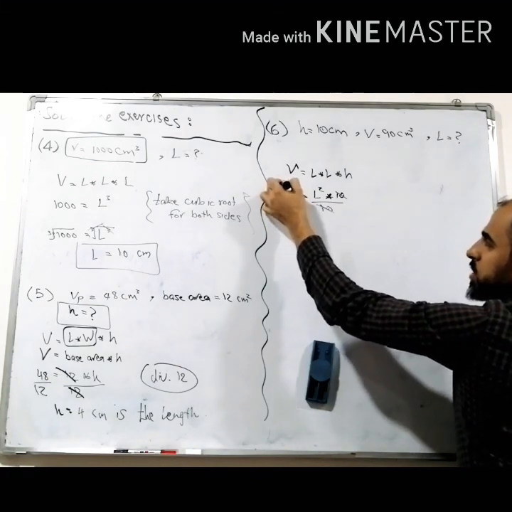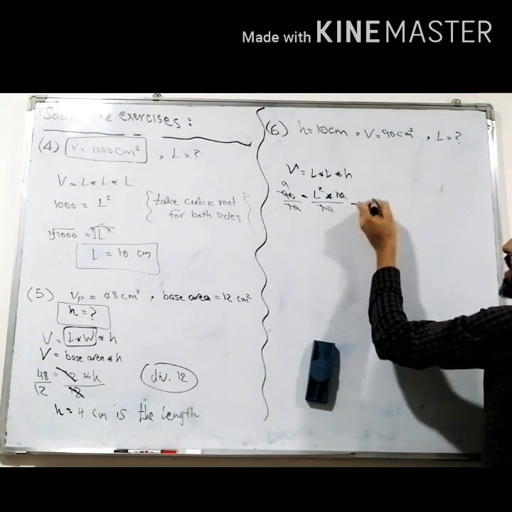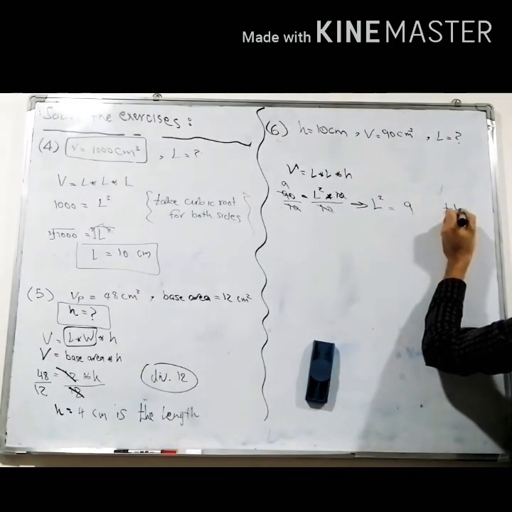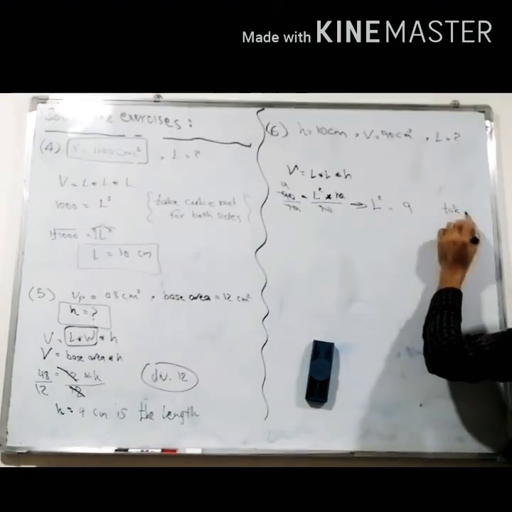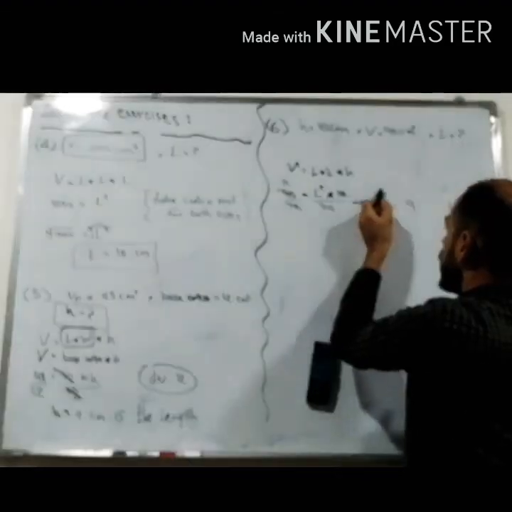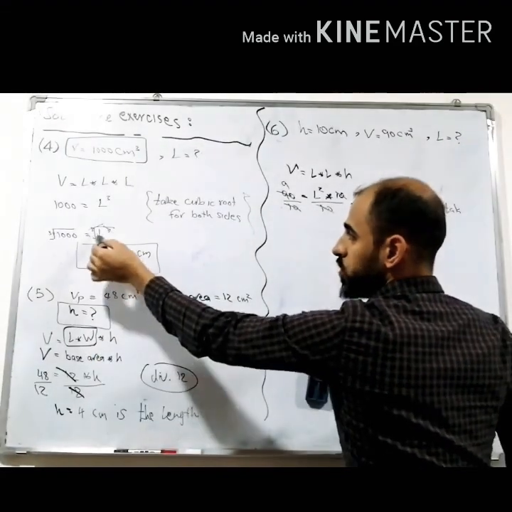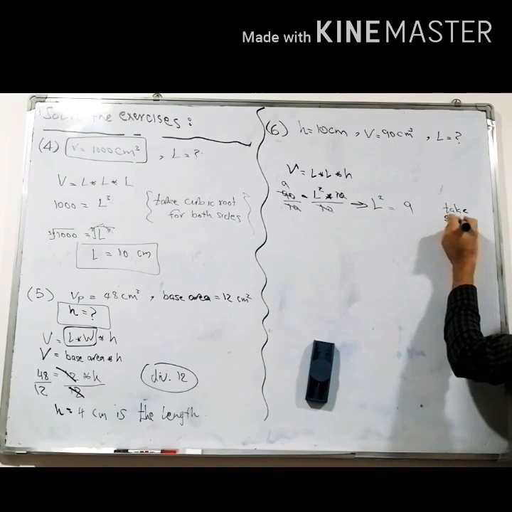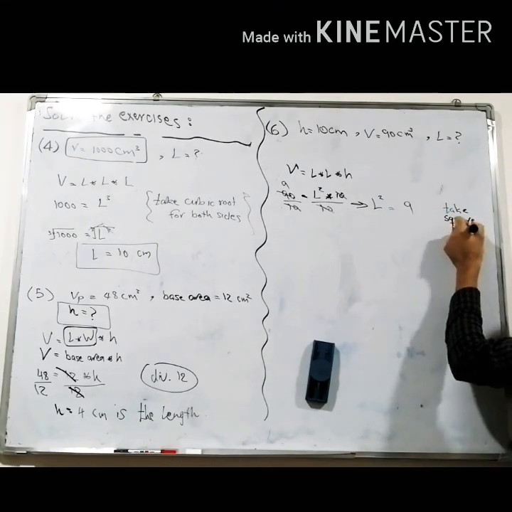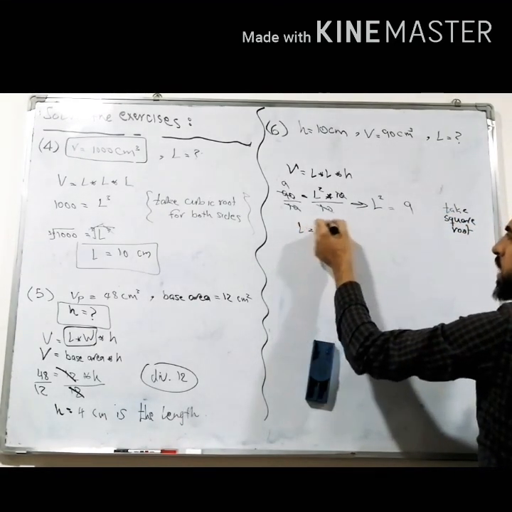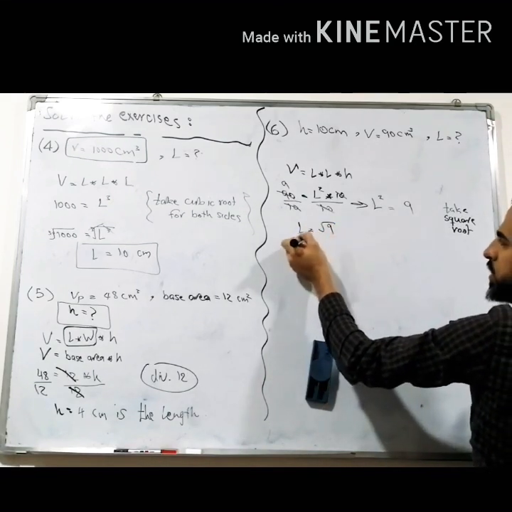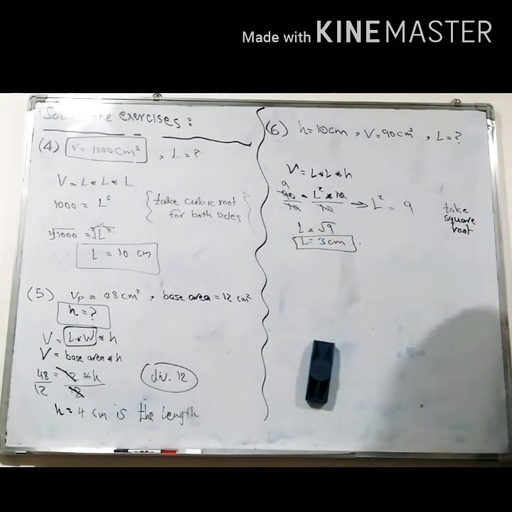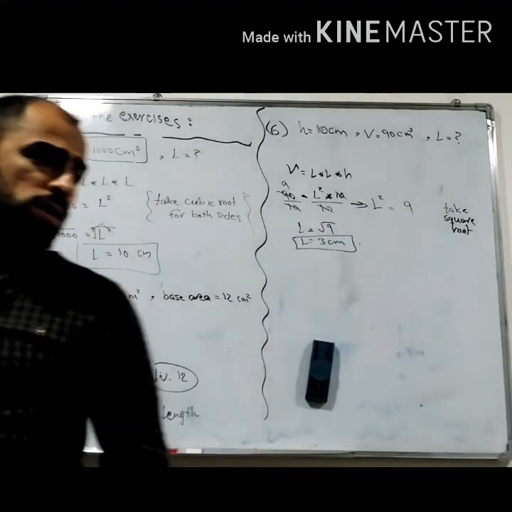90 over 10 equal 9. Then L to the power 2 equal 9. Also we take the square root, not the cubic root. Why? Because the power is 2. In the previous equation we took a cubic root because the power is 3. Take the square root for both sides. Then L equal 9 under square root. That means L equal 3 centimeter. 3 centimeter is the length of the base.